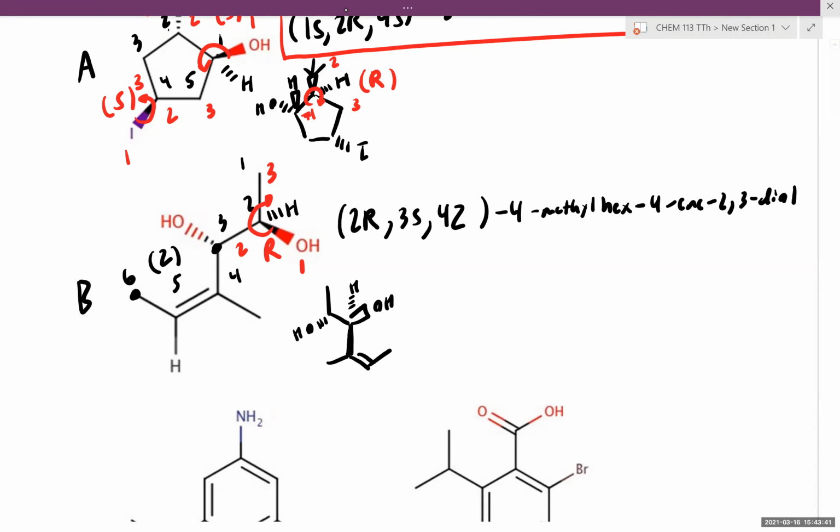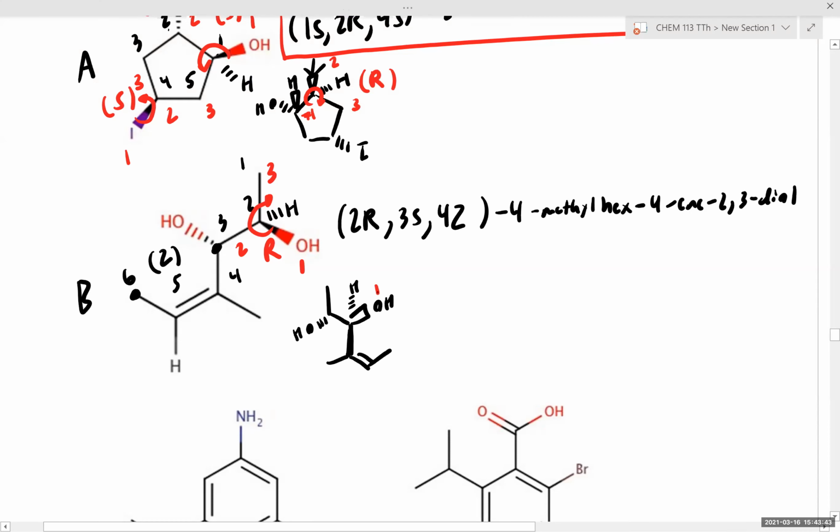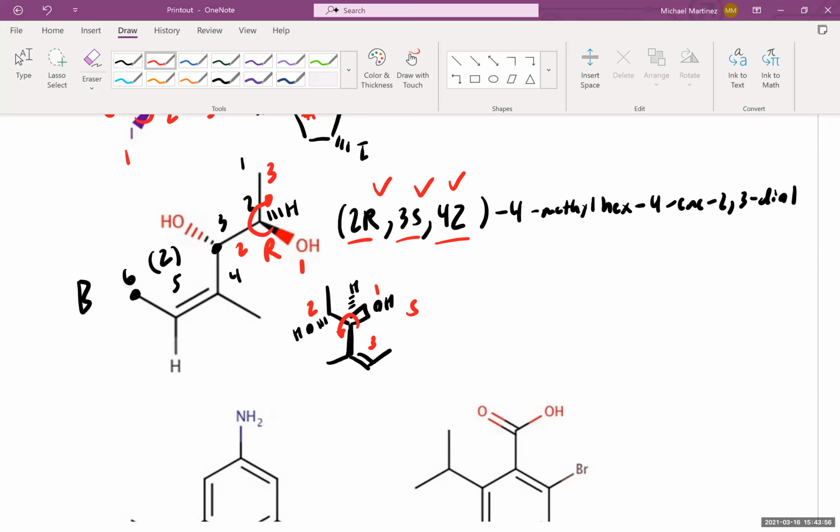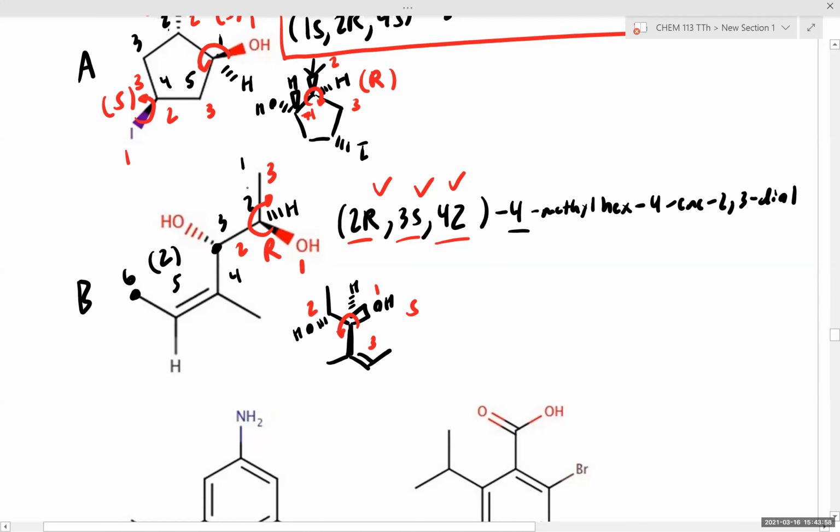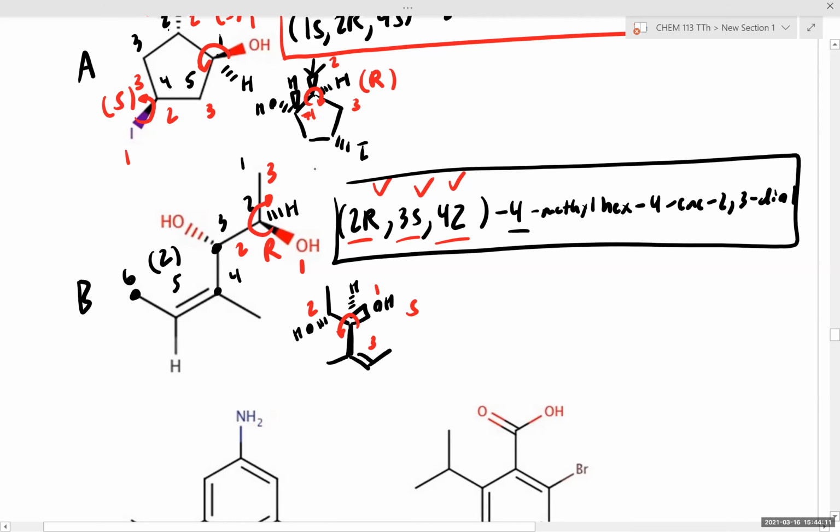So looking in terms of priority 1, 2, 3, our second center looks to me like an S stereocenter. So 2R, 3S, 4Z. Those all look correct. We have a methyl at the 4 position, hex because we have 6 carbons, 4-ene because the alkene's at the 4 position, 2,3-diol because we have 2 alcohols at the 2 and 3 position. Yep, this name looks completely correct.